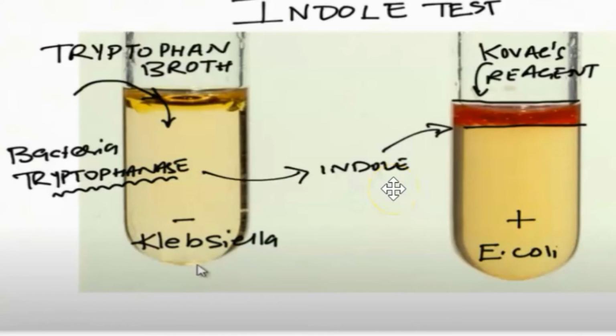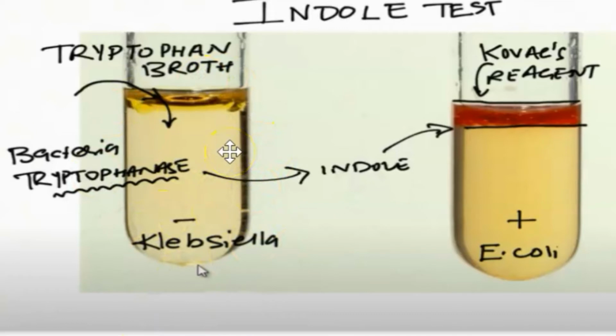Let's see the procedure of the indole test. Take a sterilized test tube containing a tryptophan broth. Inoculate the tube aseptically by taking growth from an 18 to 24 hour culture, and incubate the tube at 37 degrees centigrade for 24 hours. See what happens in this incubation period of 24 hours at 37 degrees centigrade.